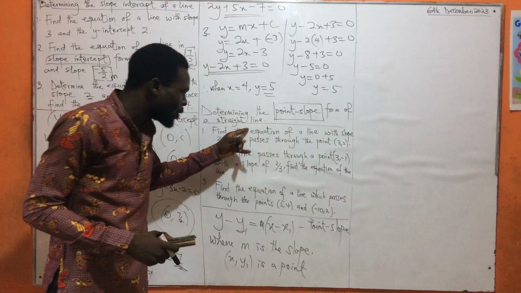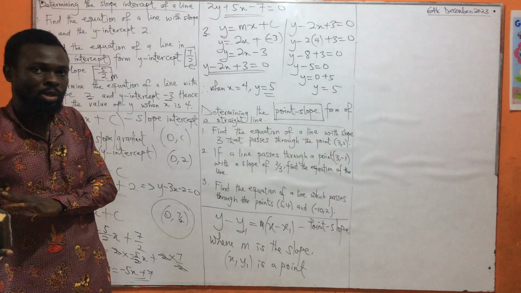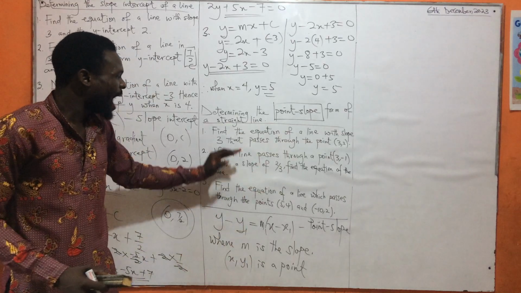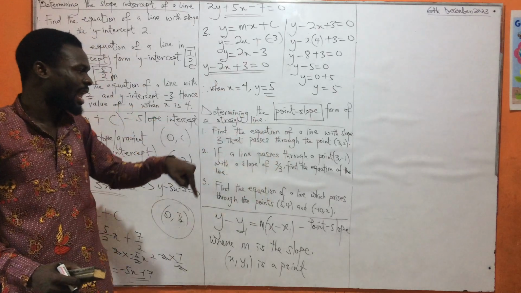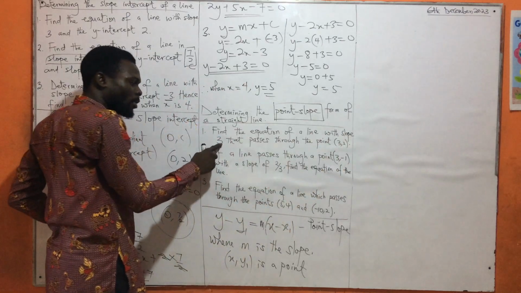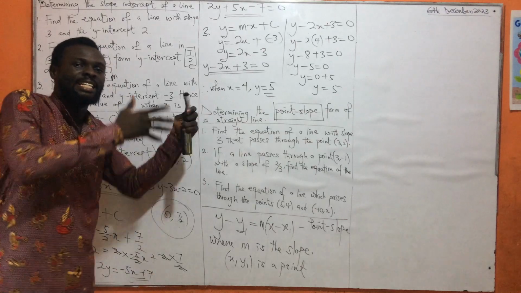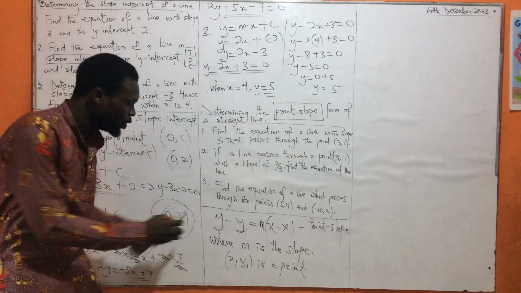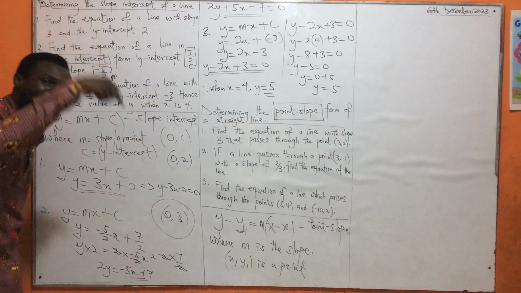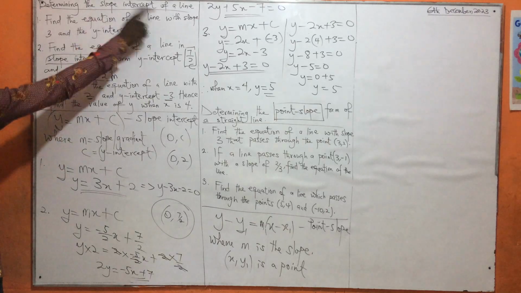So here we are going to solve 1 and 2. Number 3 is a different thing on its own, which we'll do, God willing, next week. So here, to find the equation of the line that passes through the point this with a slope of 3. The moment you are being given one point and the slope, we use the point slope. But the moment you are being given the gradient and the y-intercept, then what are we going to use? The slope-intercept.